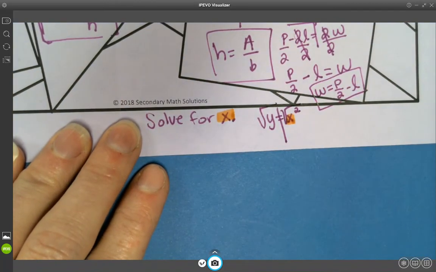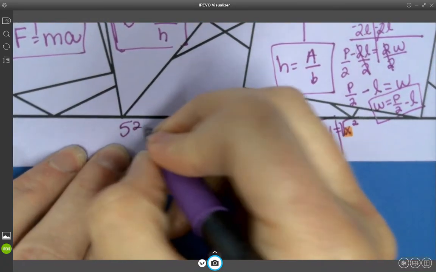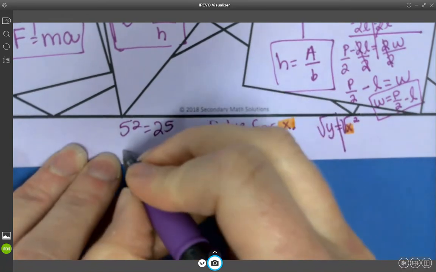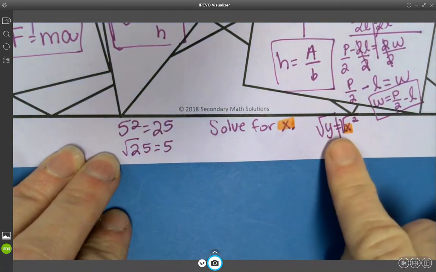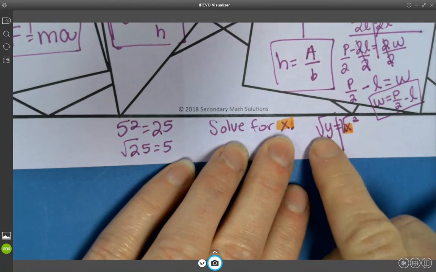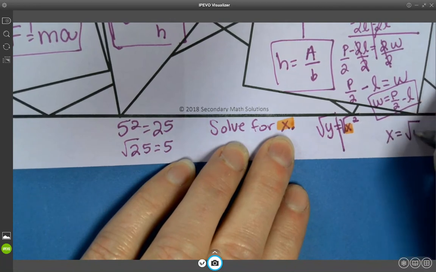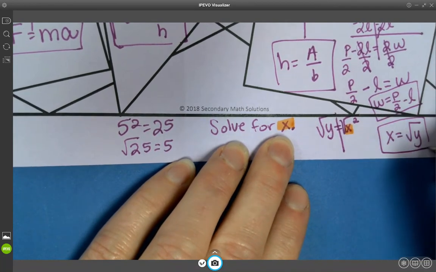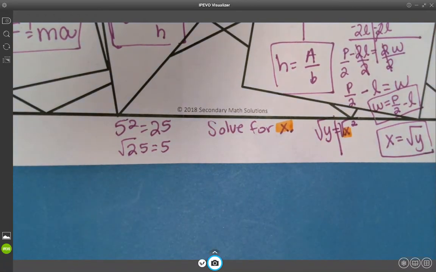So if I have 5 squared, I get 25. If I want to go the opposite way, I would take the square root of 25 to get 5. So that's what we did here. If we want to find out what x is, we would take the square root. So x equals the square root of y. So the opposite of squaring something is taking the square root.